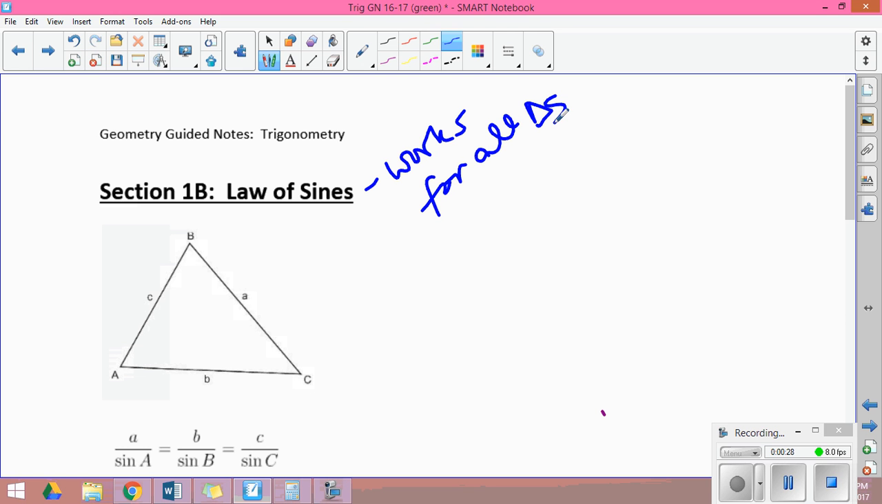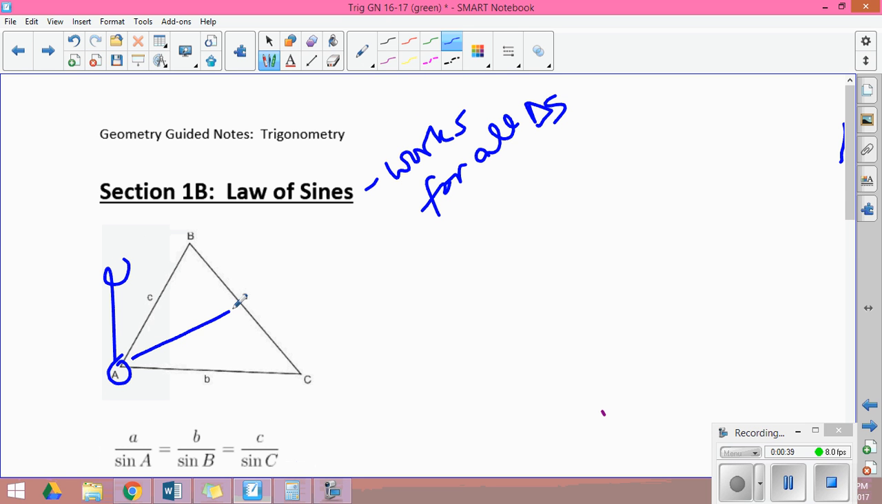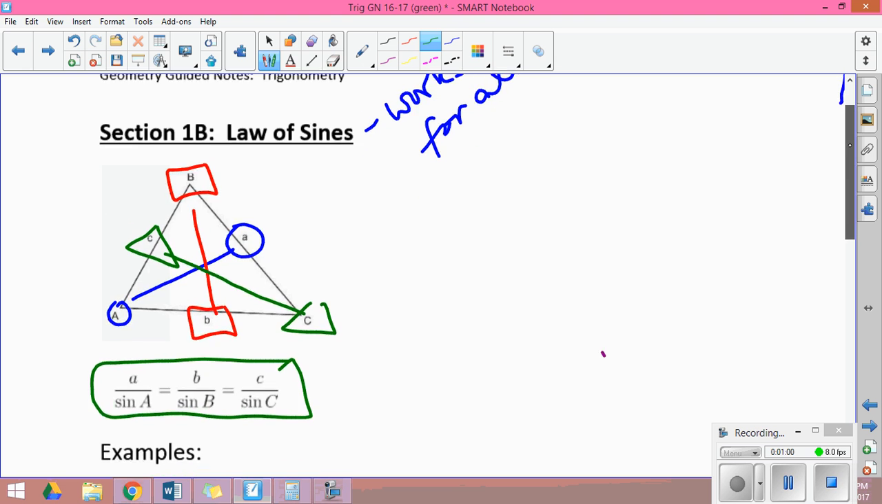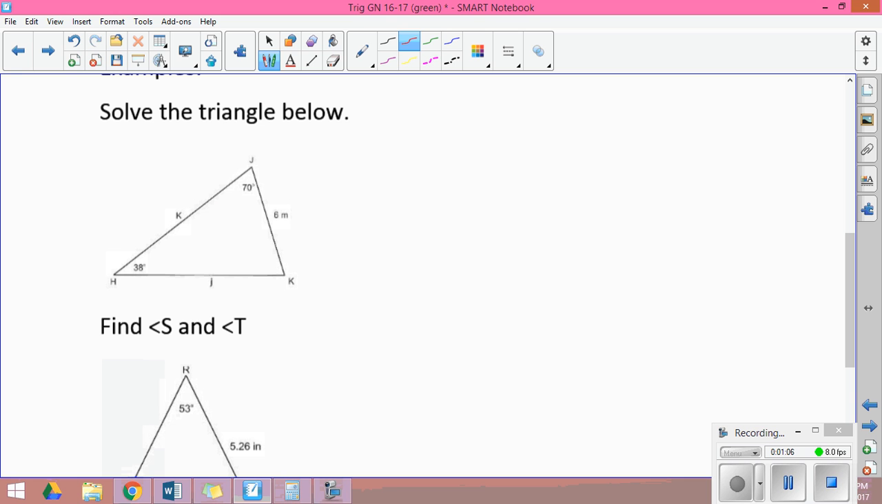So it's pretty handy. And what it says is really, if you know an angle and its side, and you know any other angle and its side, as long as you know 3 or 4 pieces of information, you can set up a proportion, cross-multiply, and solve. So the way this works is we're always looking for an angle and its side opposite.